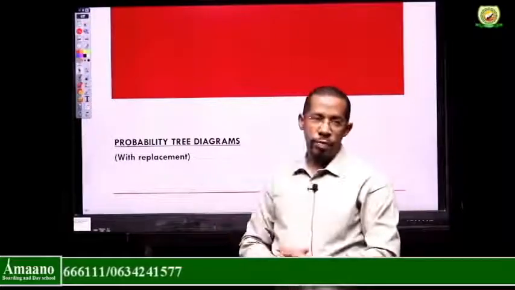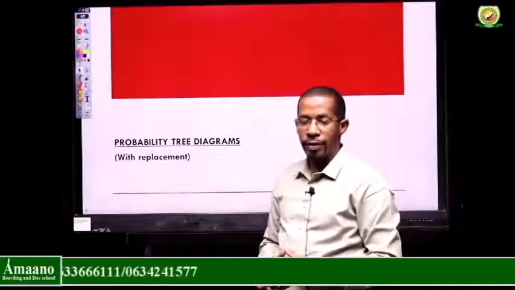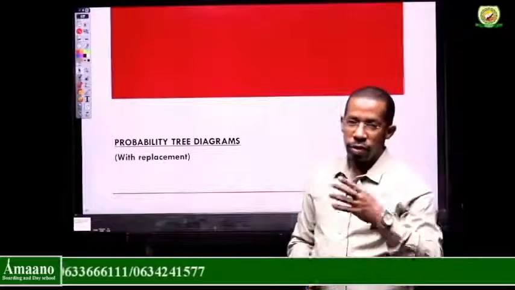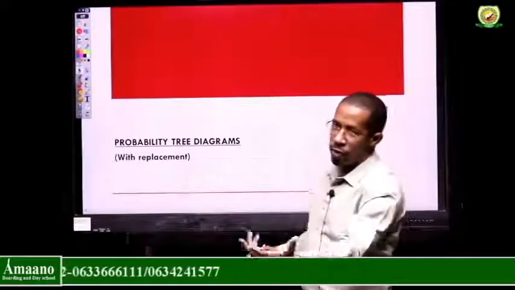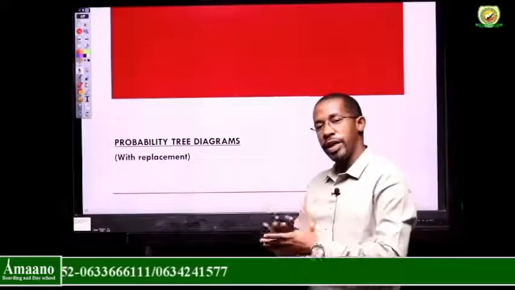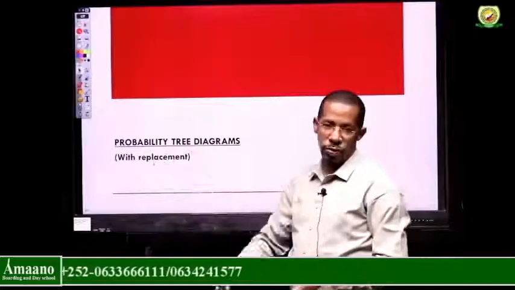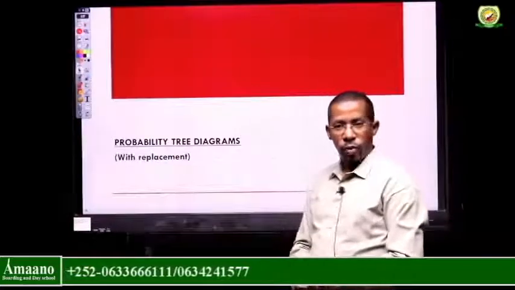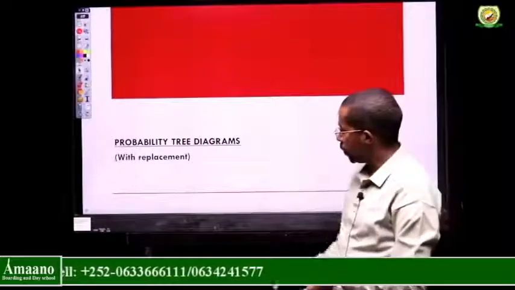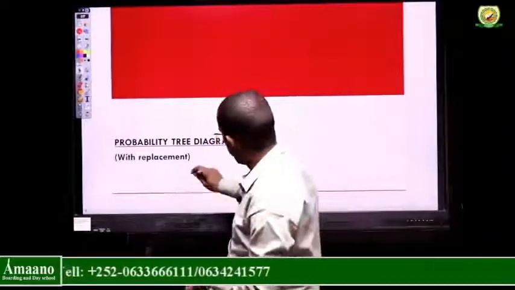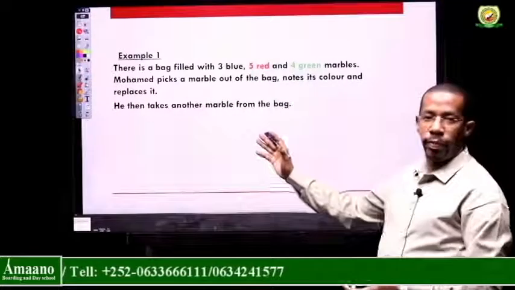With these tree diagrams, there are two different types. There is a situation where after drawing the first time, you replace, so the total number does not change. And then there is a situation where there is no replacement. We want to focus on a situation with replacement. This is our area of focus. Now look at this example.